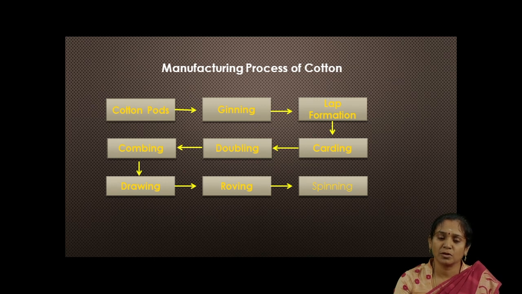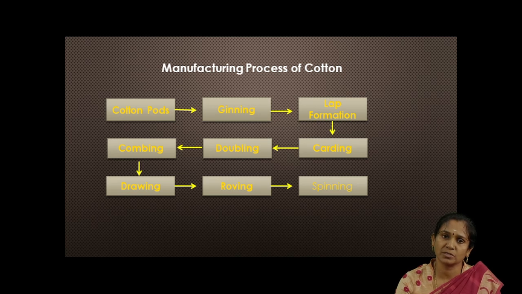Now, the flow chart shows how the manufacturing process is undertaken. First one is the cotton pod. Next process, ginning. In this ginning process, the fibers and the seeds are separated, and then the next process is lap formation. The fibers are combined together to form a lap, a sheet-like structure, and then the next process is carding. In this carding process, the fibers are converted into slivers, and then the doubling process. The slivers are evenly spread, and then the combing process.